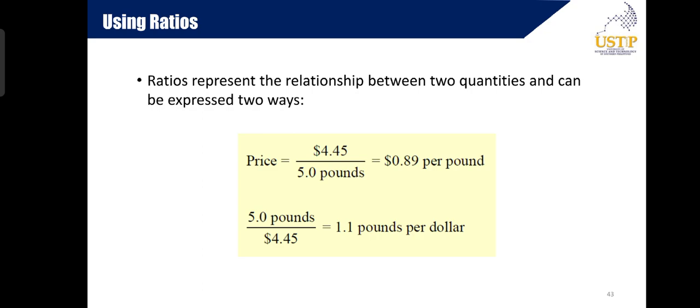When using ratios, ratios represent the relationship between two quantities and can be expressed in two ways. For example, we have a price of 4.45 dollars over 5 pounds. We can express it as $0.89 per pound. But when you interchange the two, 5.0 pounds for $4.45, we can also use 1.1 pounds per dollar. Whichever is on top is the one expressed per the one below.